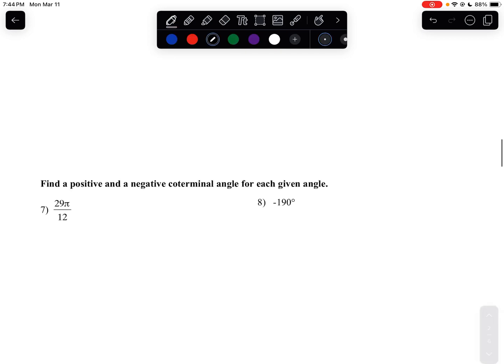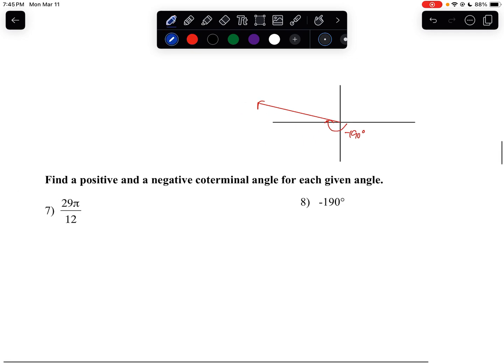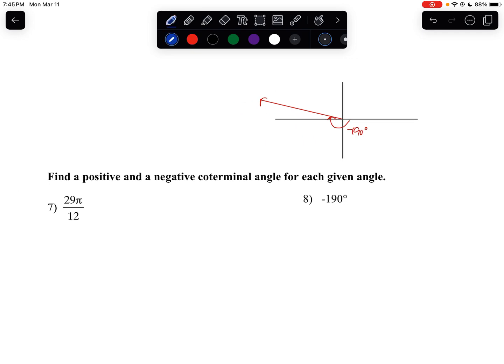So negative 190. Just to give you an illustration, you don't have to draw this on your test at all. Negative means I'm going to rotate this way, so this is negative 180, so this right here would be negative 190 degrees. So the question says give it a positive coterminal angle.